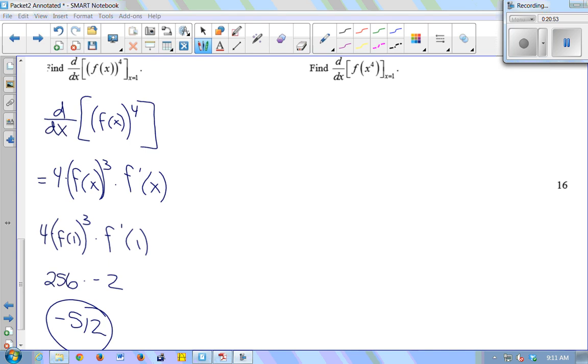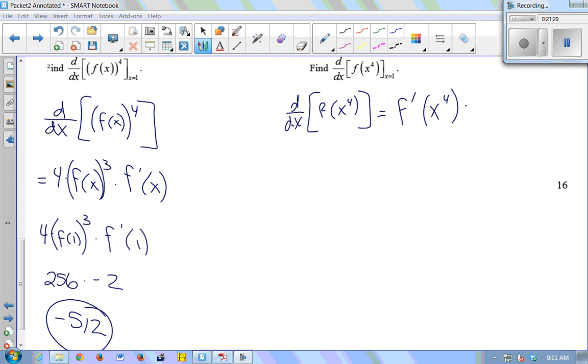So my outside function here was x to the 4th, and my inside function was f. But when I move to this problem, what makes it different is that my inside function is x to the 4th, and my outside function is f. And the chain rule says take the derivative of the outside function first. So my d dx of f of x to the 4th is going to start by taking the derivative of the outside function, the derivative of f, evaluated at the inside function, times the derivative of the inside function.